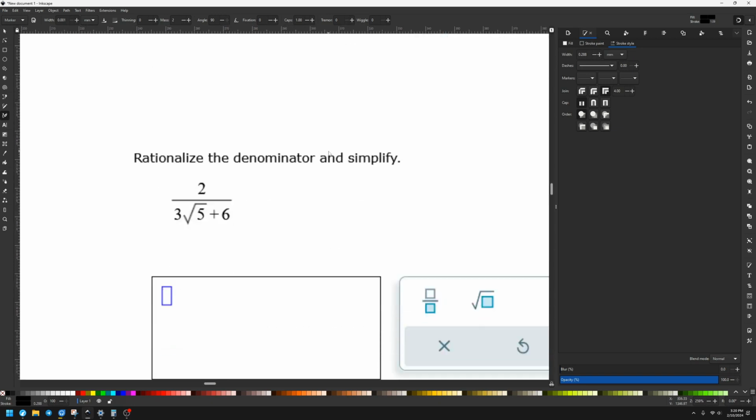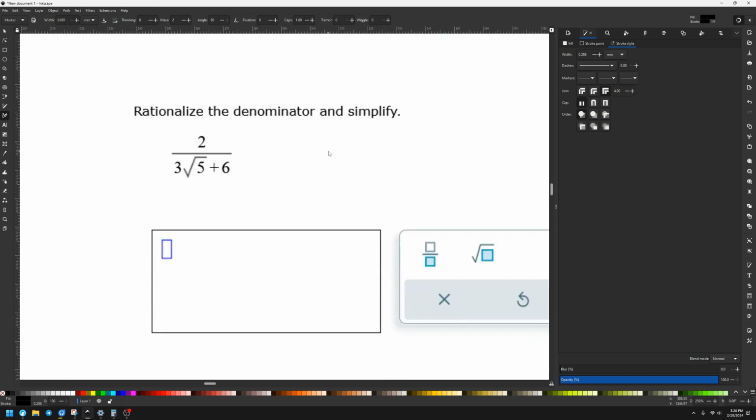Rationalize the denominator and simplify. Here, since we have a plus sign and no like terms, we have to use something called the conjugate. First, let's write this out.